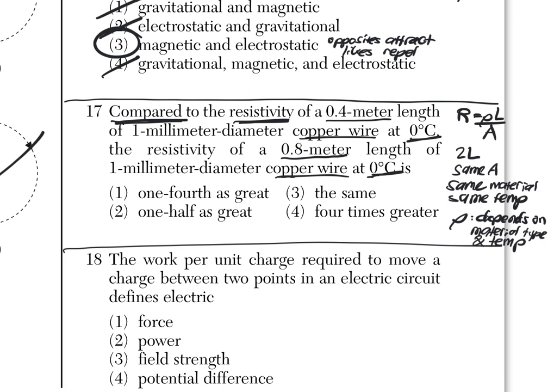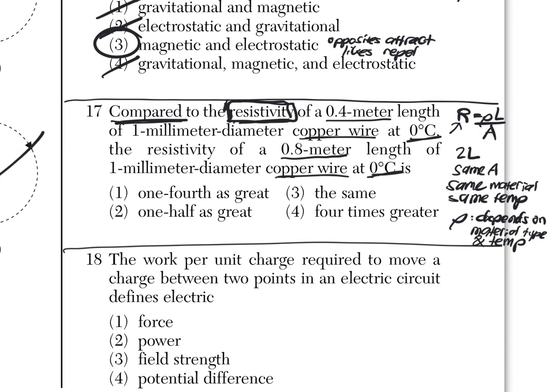And we have to be very careful with number 17 because they're asking about the resistivity. We're comparing the resistivity, not the resistance. So if this was resistance that we were talking about, twice as much length would mean twice as much resistance. And so the answer would be twice as much. Now, thankfully, they did not put twice as much. The resistance of a 0.8 meter length, that's twice the length, so twice the resistance, but twice as much is not an answer. So then you might be like, what happened here? Twice as much is not an answer.